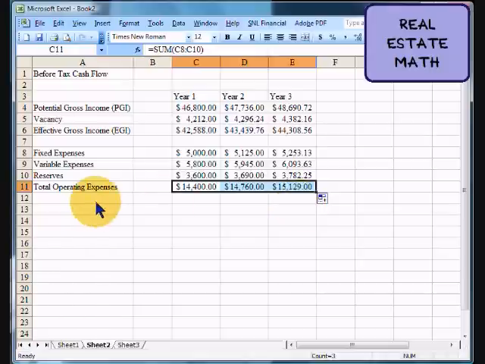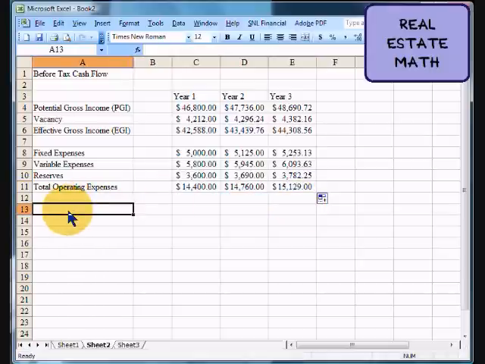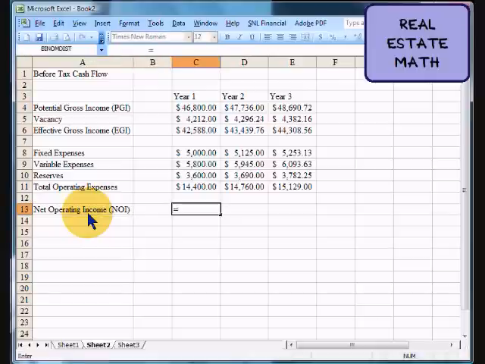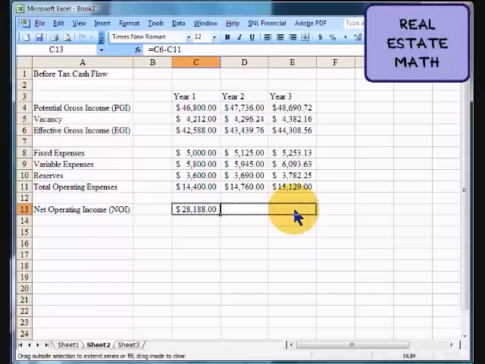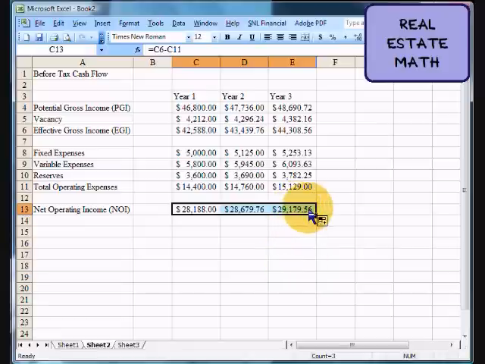And now we want to calculate one of the key metrics for real estate investment, called net operating income, or NOI. And that's simply going to be our effective gross income minus our operating expenses. In this one we have 28,188, and to get the other 2 years we'll just drag that right across, and we end up in the third year with NOI of 29,179 dollars.